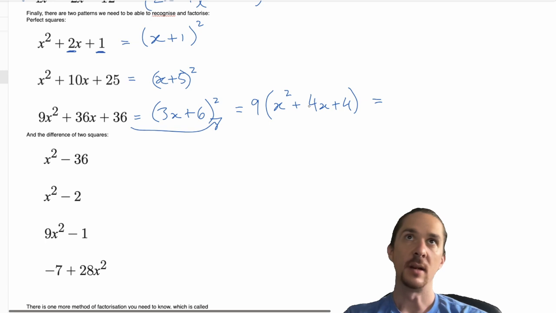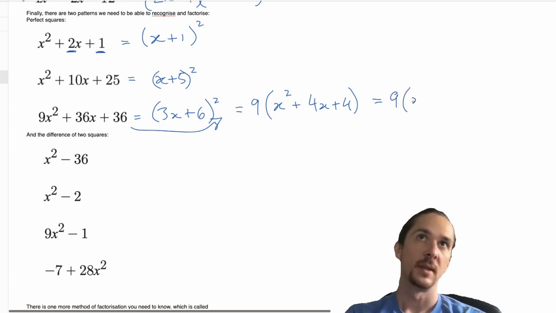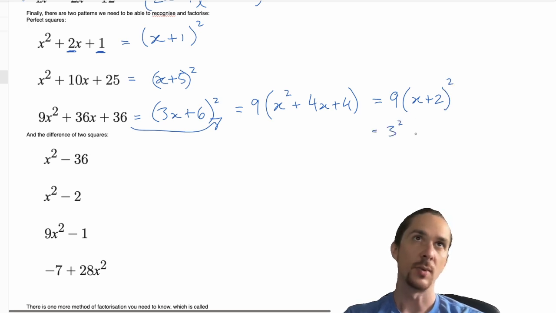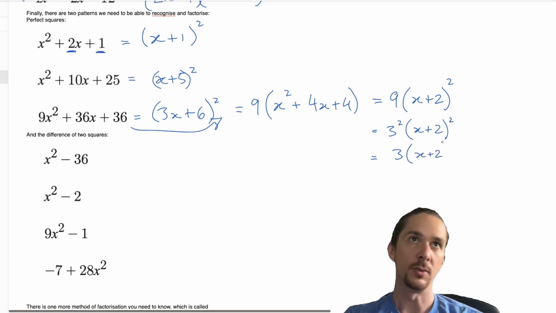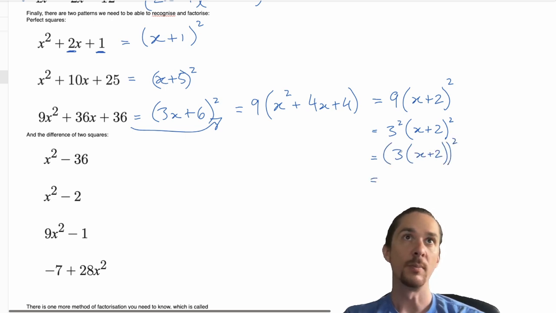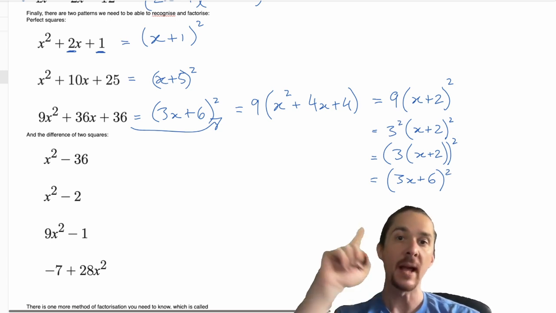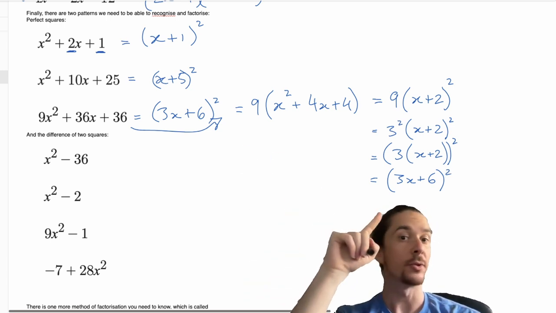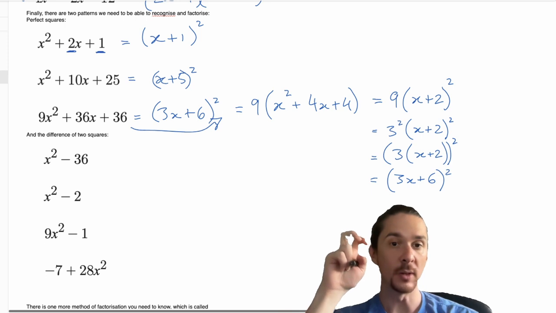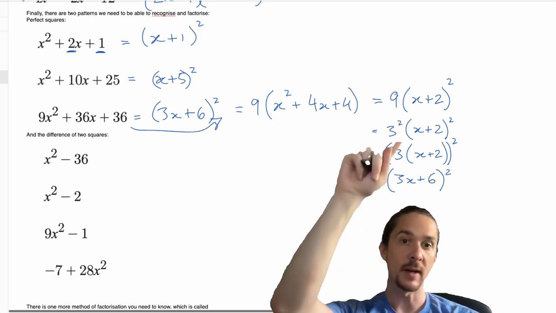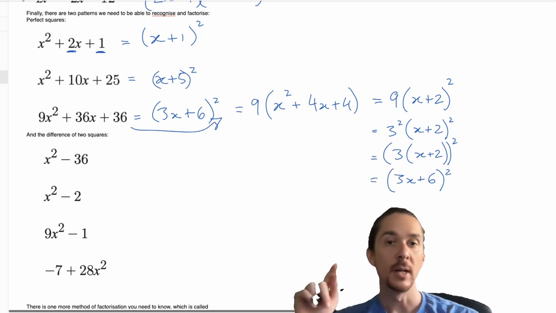Now this is double 2, and this is 2 squared. So we have 9 times (x + 2) squared. This is 3 squared times (x + 2) squared, or we could say (3 times (x + 2)) squared. Or we could multiply that 3 into the brackets: (3x + 6) squared. In fact, if you wrote this as your final answer, this would not count as being fully factorized. The fully factorized version is this top one, 9 times (x + 2) all squared.